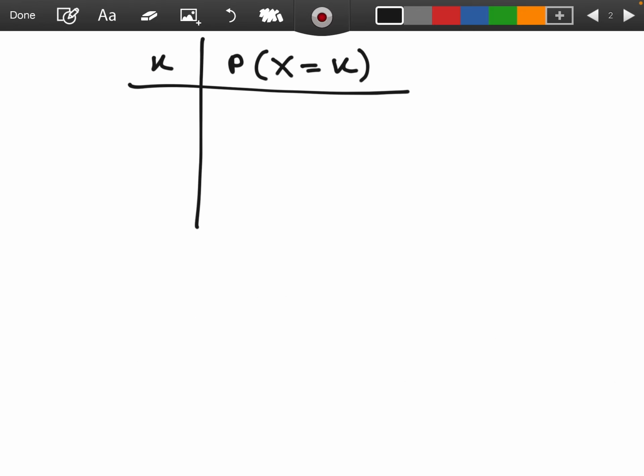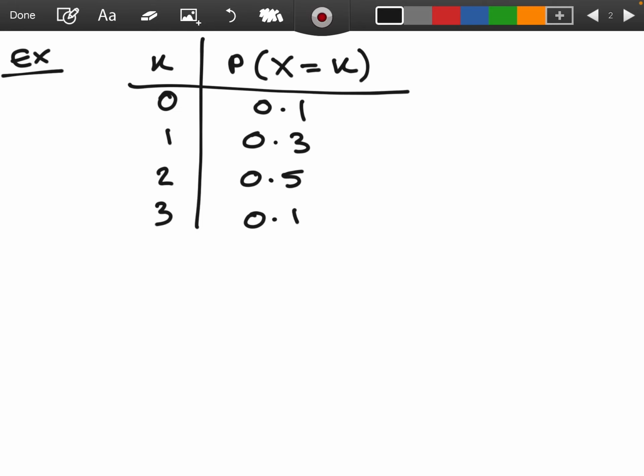I'm going to go ahead and do an example of using this. I'll use this table that I've drawn here. My outcomes are going to be 0, 1, 2, and 3, and the probability of each of these outcomes is going to be 0.1, 0.3, 0.5, and 0.1. Okay. I want to find the variance.